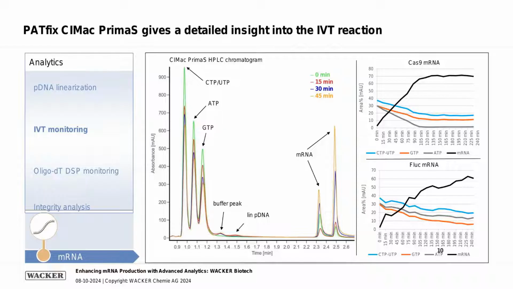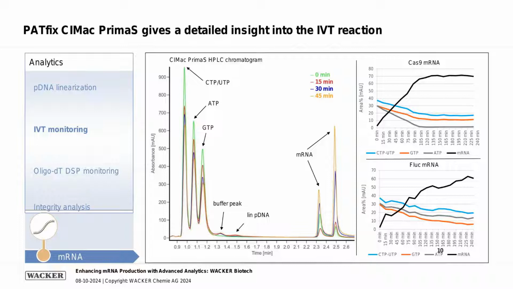This method is even faster than the CMAC pDNA method, which is really great to react to these IBT reactions, as was shown in the video before. On the right side, you see a function of mRNA amount and NTP amount against time for 2 different RNAs, Cas9 and fluc mRNA. You can nicely see how after 105 minutes, your mRNA production comes to a halt. The reason for this is that the ATP is being used up here. So this makes this method perfect for fed batch approaches.